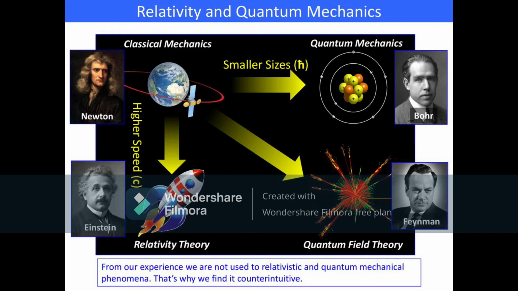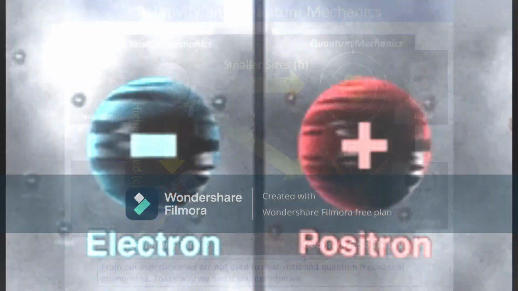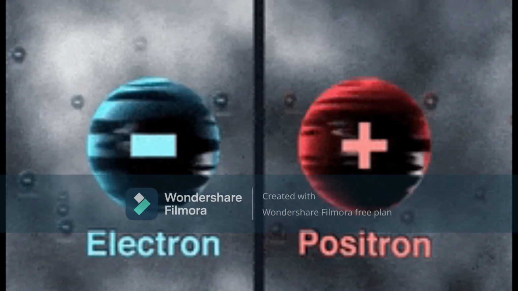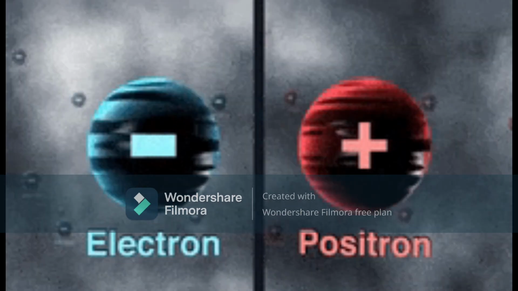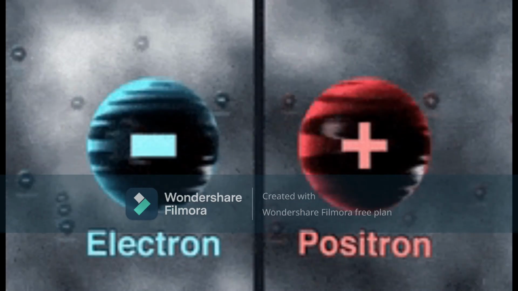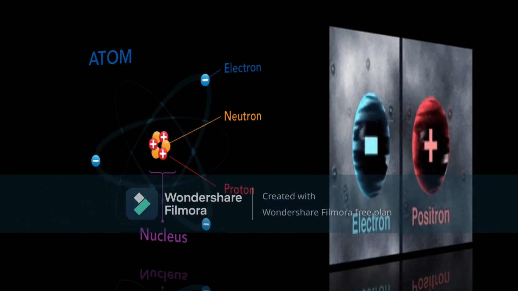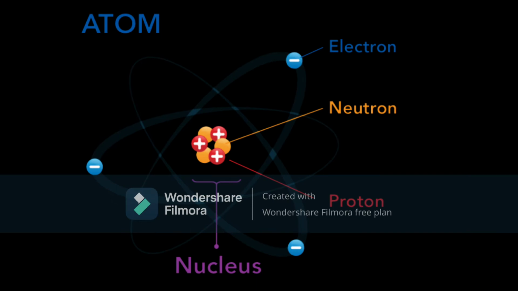Just as the equation x squared equals 4 can have two possible solutions, x equals 2 or x equals minus 2, so Dirac's equation could have two solutions, one for an electron with positive energy, and one for an electron with negative energy. To better understand antimatter, one needs to know more about matter.